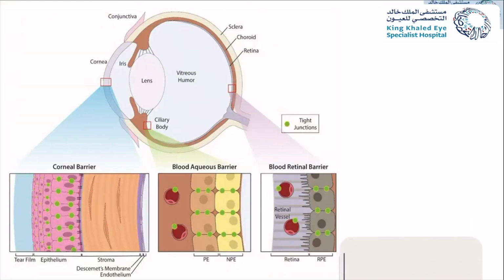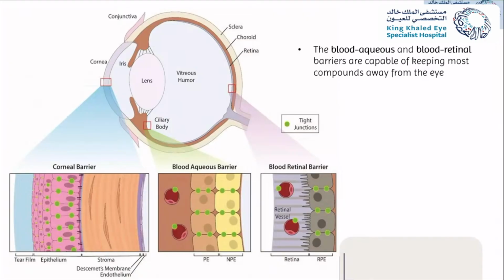As you all know, we have a corneal barrier, a blood-aqueous barrier, and blood-retinal barriers. All of these barriers protect the eye from any substance reaching inside. But some medications or substances can bypass the junctions in those barriers, go to the eye, and lead to ocular effects.